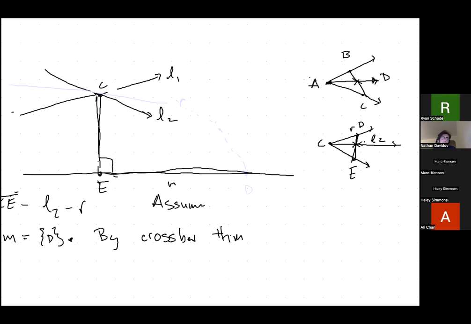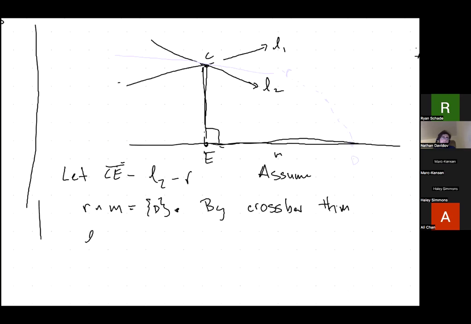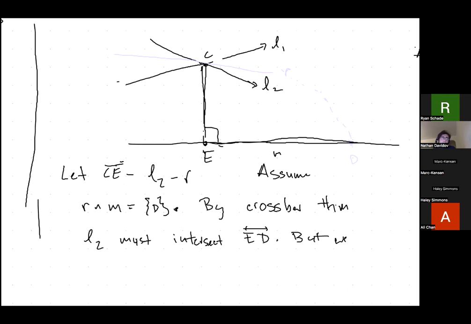By crossbar theorem, we have L2 must intersect line ED. But we assumed L2 was parallel to line ED, which is equal to M. And that's a contradiction.